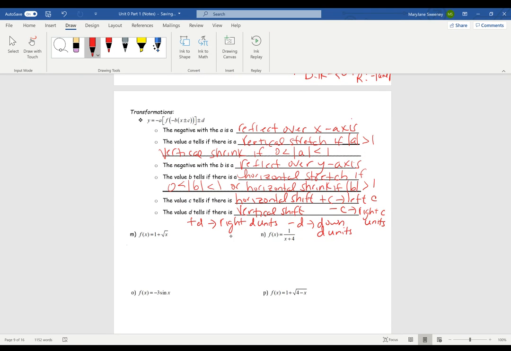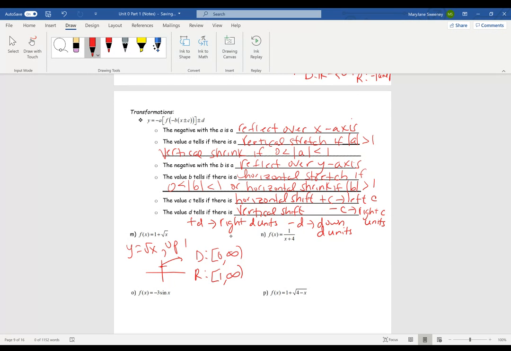So like for this first one, I would want to know the basic function is square root of x, and then it's shifted up 1. So square root of x generally jets out from 0, but this is up 1, so it would look like this. So then I should be able to answer without a calculator. Domain is 0 to infinity, hard bracket on the 0. Range is 1 to infinity.